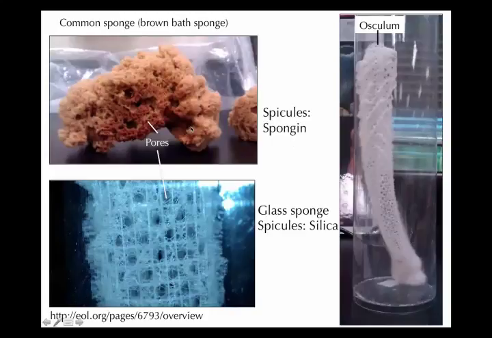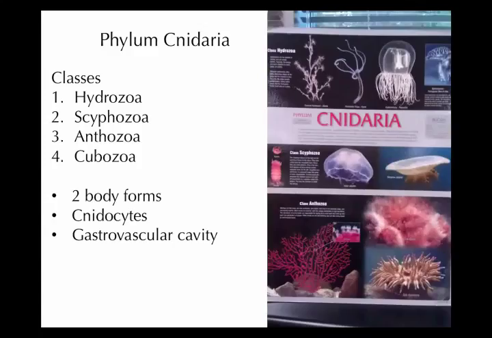The material that the bath sponges are made of is called spongin. The material that this one, a glass sponge, is made of is silica. And some other sponges can have spicules made of calcium carbonate. So those would also be kind of hard, like the glass sponge, silica. And so that's how they're classified, based off of what their spicules are made of. So that's Porifera. Then we have the Cnidaria.